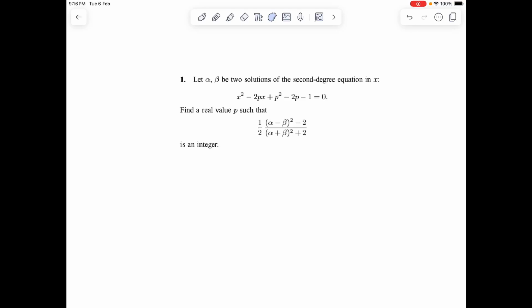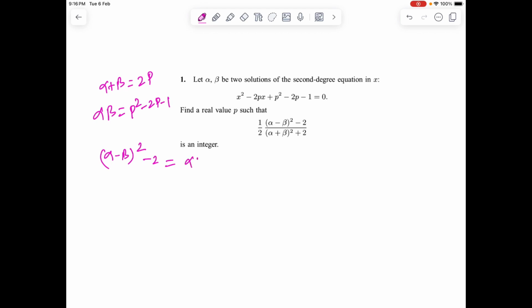Nowadays, integer value like giving more restrictions is quite an obvious trick for JEE Advanced. So let's see how to solve this. Clearly alpha plus beta is 2p and alpha beta from this expression is c by a.